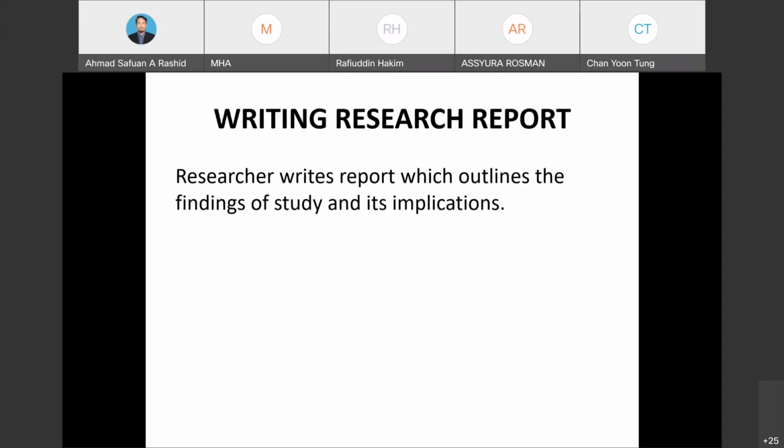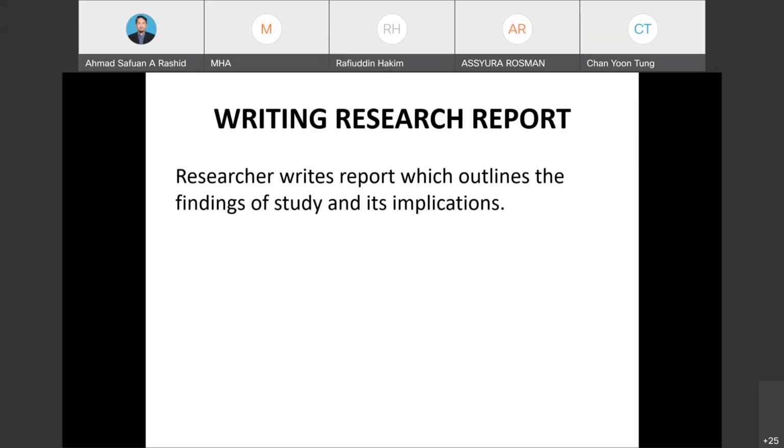Writing the research report: the researcher writes a report which outlines the findings of the study and its implications. Normally when it comes to the writing stage, you need to come up with your own outline, without any explanation in detail, and then discuss it with your supervisor. So this is my outline: Chapter 1, what will be this section and subsection; Chapter 2, what will be the topics and subtopics; Chapters 3, 4 and 5.